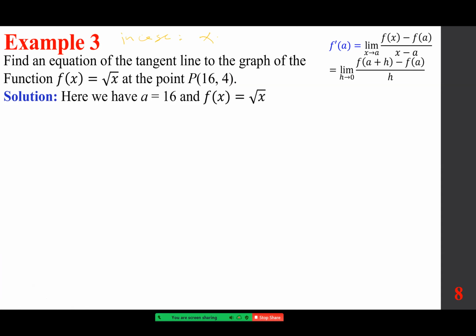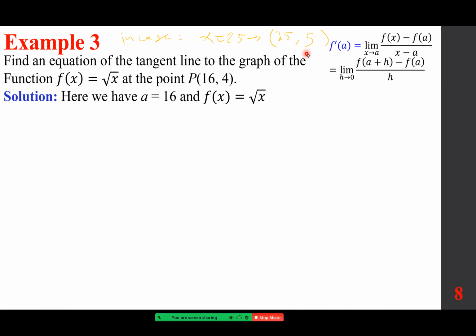x was given as 25. Can anybody give me the pair? What pair are they referring to? 25 and what is the y coordinate? 5. Because the square root of x, that means square root of 25 is 5.